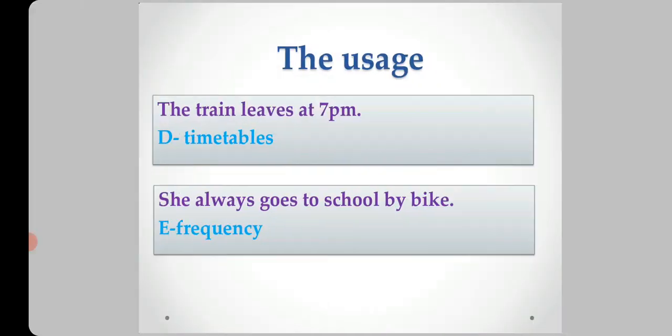There are other uses. The train leaves at 7 p.m. So we can use the present simple tense in timetables. She always goes to school by bike. We can also use the present simple tense in frequency.